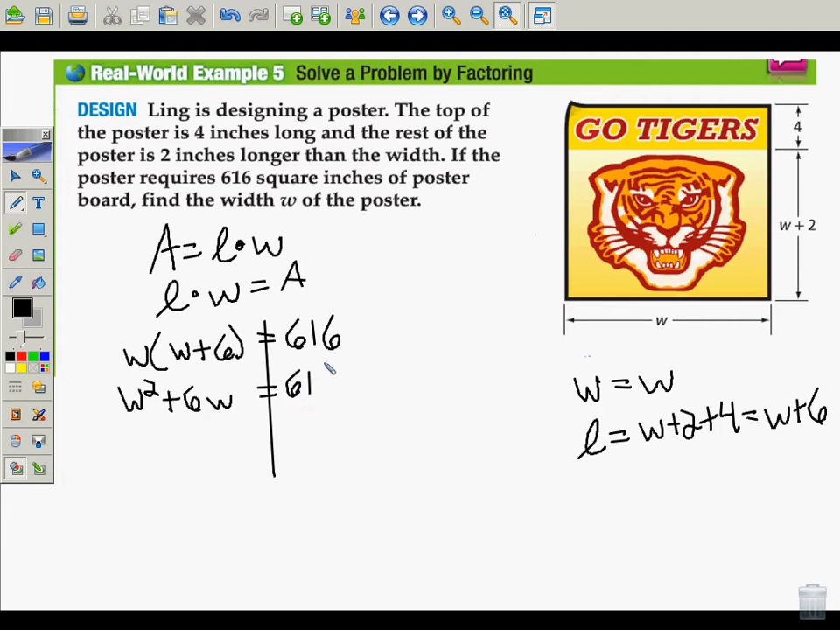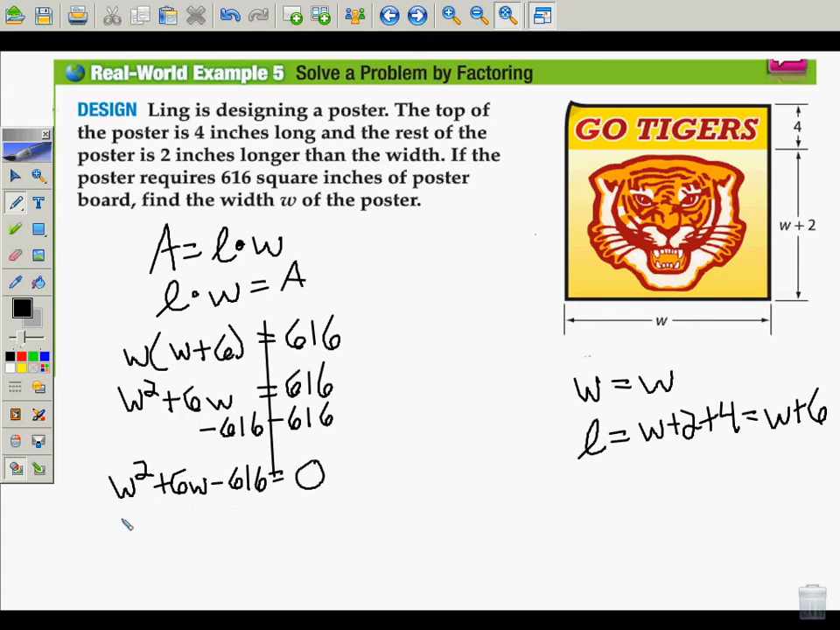And now I know I need one side to equal 0. So I'm going to subtract 616 from each side, and I get W squared plus 6W minus 616 equals 0. Now that one side equals 0, I have a quadratic trinomial, so I'm going to factor it.